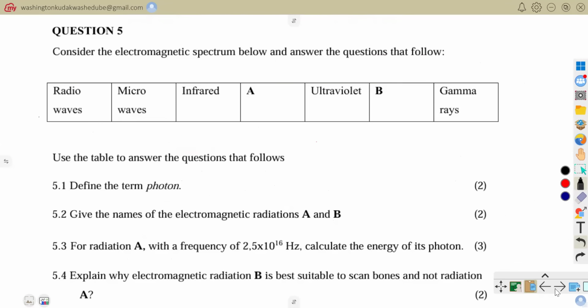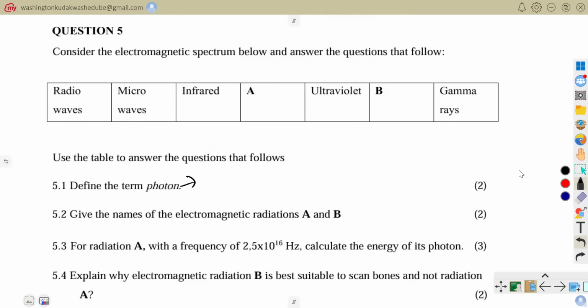Now let's go to question number 5. Question number 5 is now saying, consider the electromagnetic spectrum below and answer the questions that follow. So the electromagnetic spectrum is given above, and they're saying, use the table to answer the question that follows. Define the term photon. What is a photon?